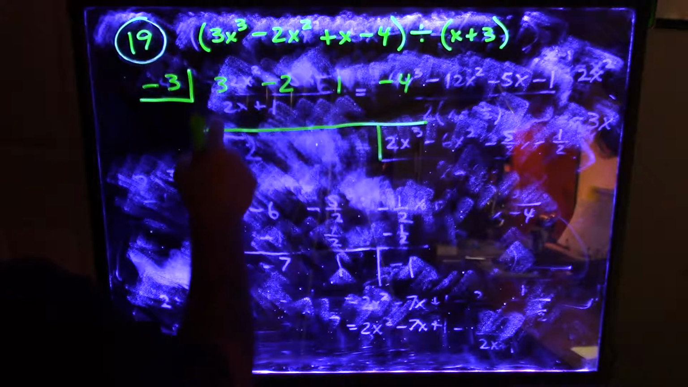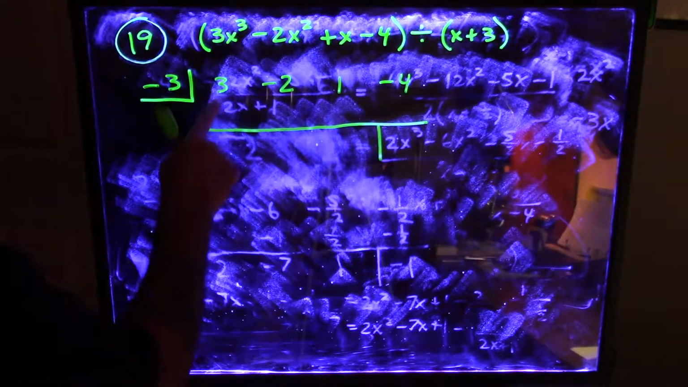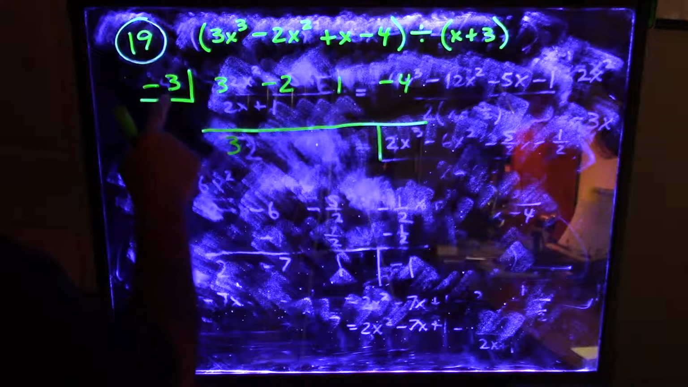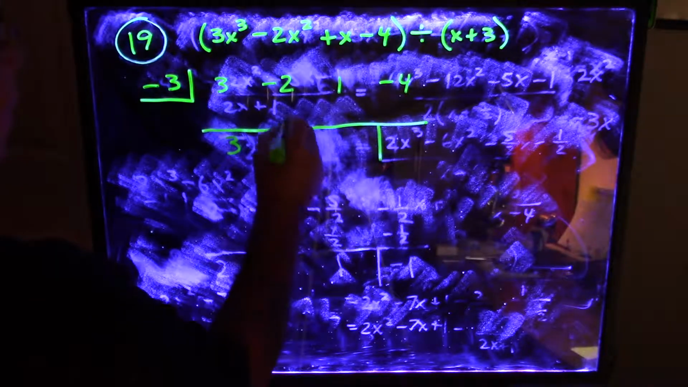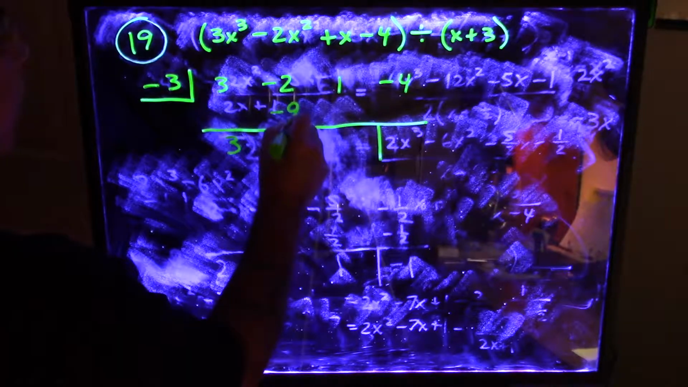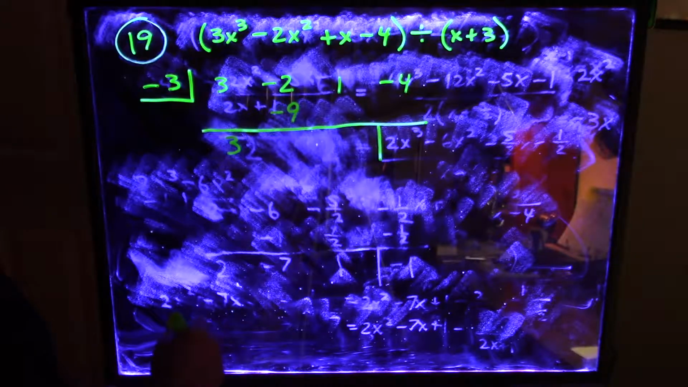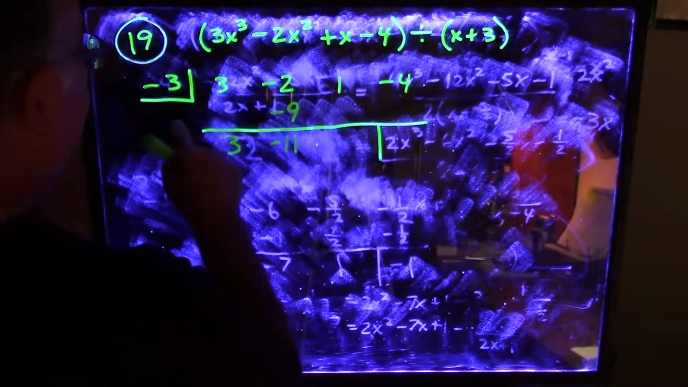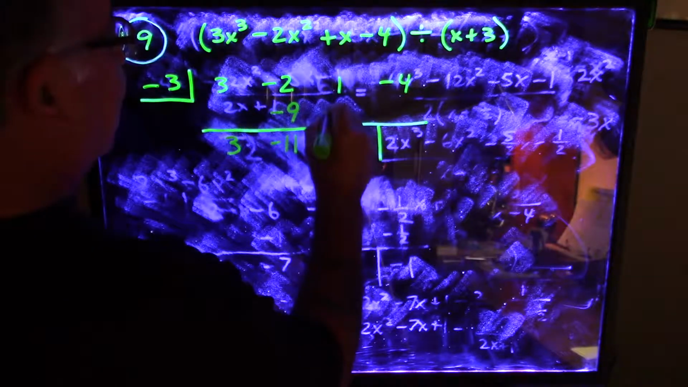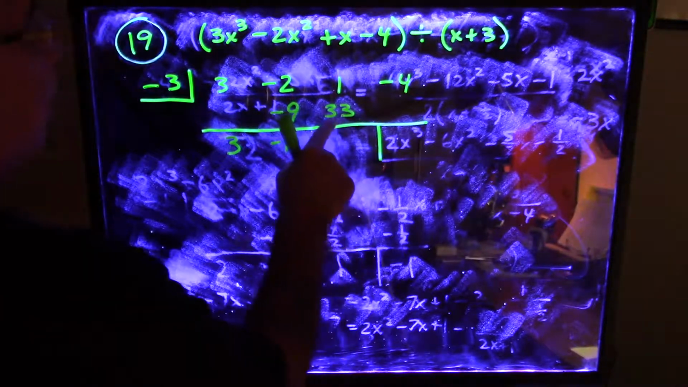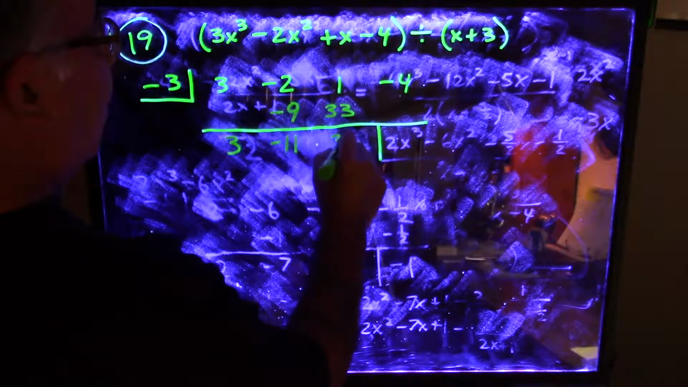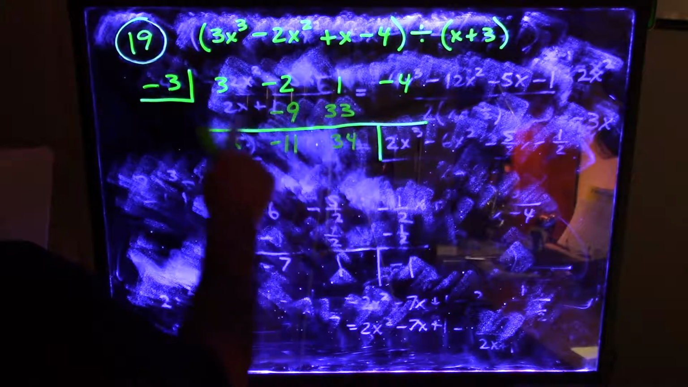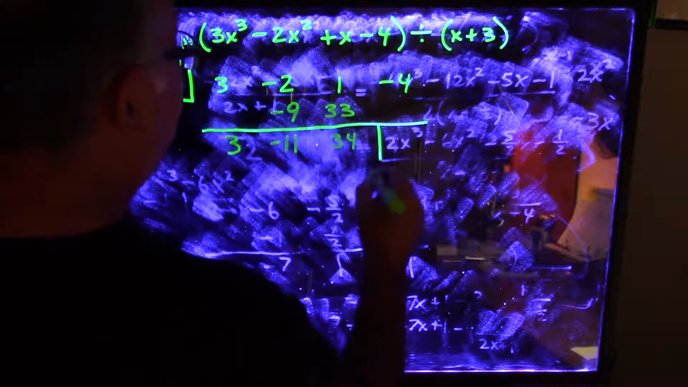And so you just bring down the first number, the 3, and then you multiply the corner number by this number. Negative 3 times 3 is negative 9. Write the answer in the next space there. Add those two. Negative 2 and a negative 9 is negative 11. Now you go negative 3 times negative 11 is positive 33. Then you add 33 plus 1 is 34. And then you multiply negative 3 times 34 and you get negative 102.